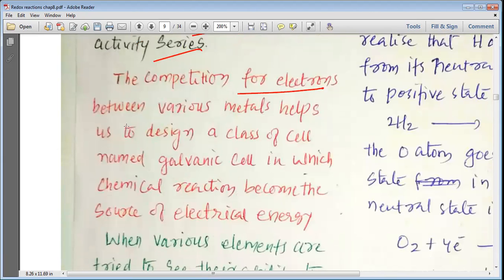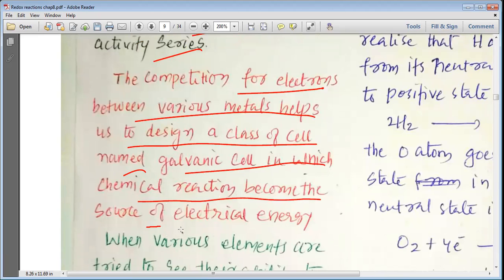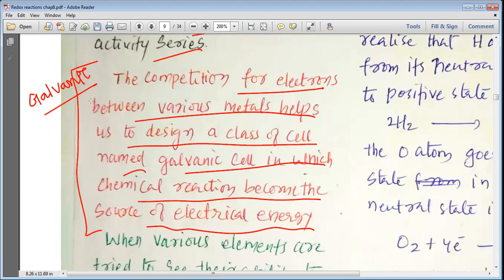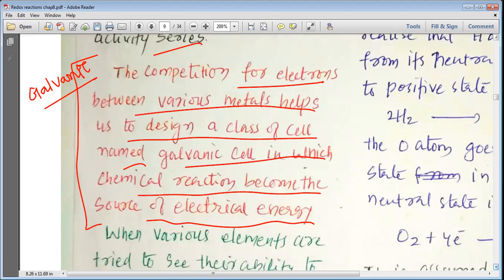The competition for electrons between various metals helps us to design a class of cell named the galvanic cell, in which a chemical reaction becomes the source of electrical energy. So once again, my dear students, I would like to remind you of the cell known as the galvanic cell. We can prepare such galvanic cells using various metals which have different ability to release electrons, and these galvanic cells are used to produce electrical energy. In these galvanic cells, chemical energy is converted to electrical energy.